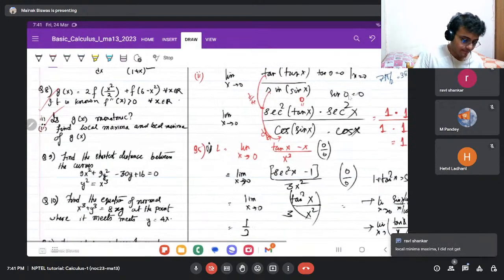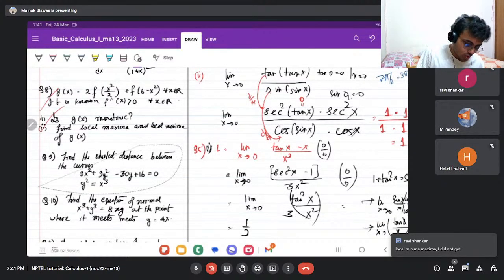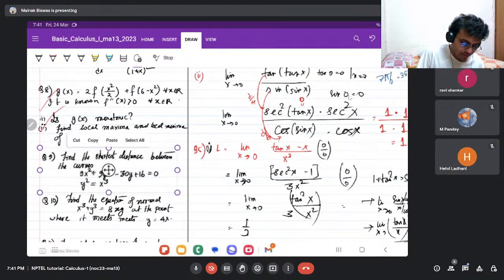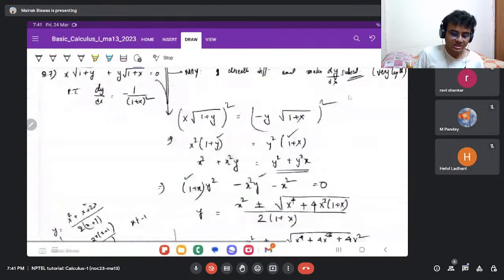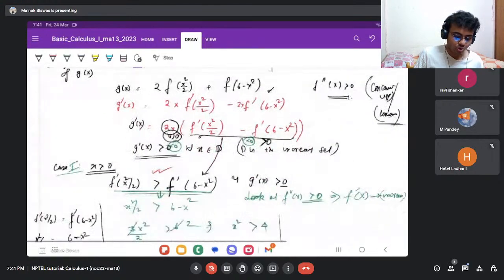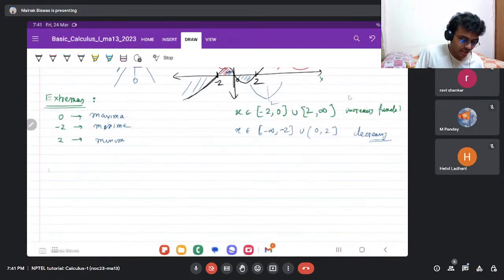So number 9, local maxima, I did not get. Okay. So what do you do for finding a local minima and maxima? You only do a second derivative test, right? Or you do... I did this once in the beginning of the class today also.